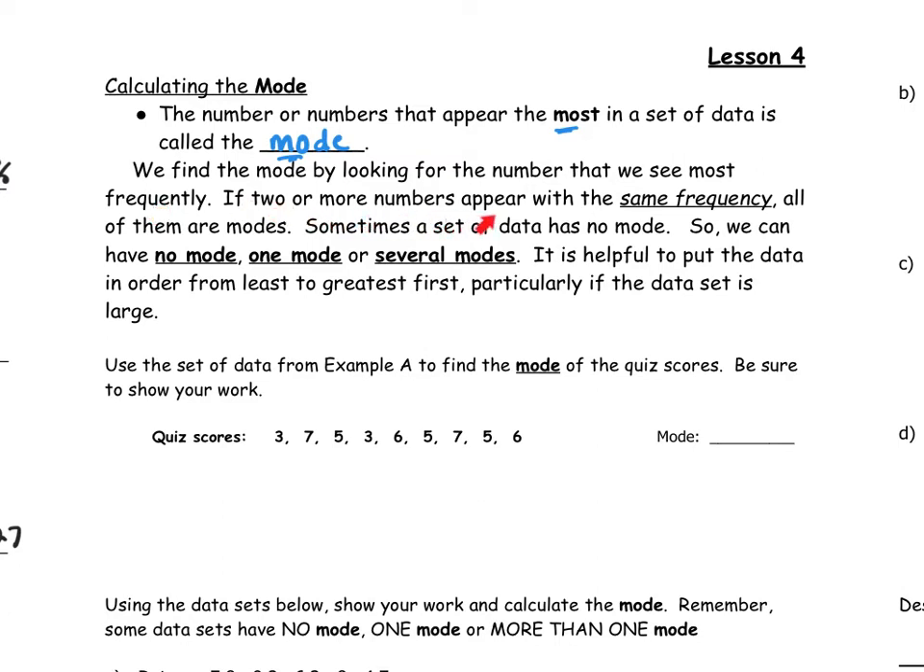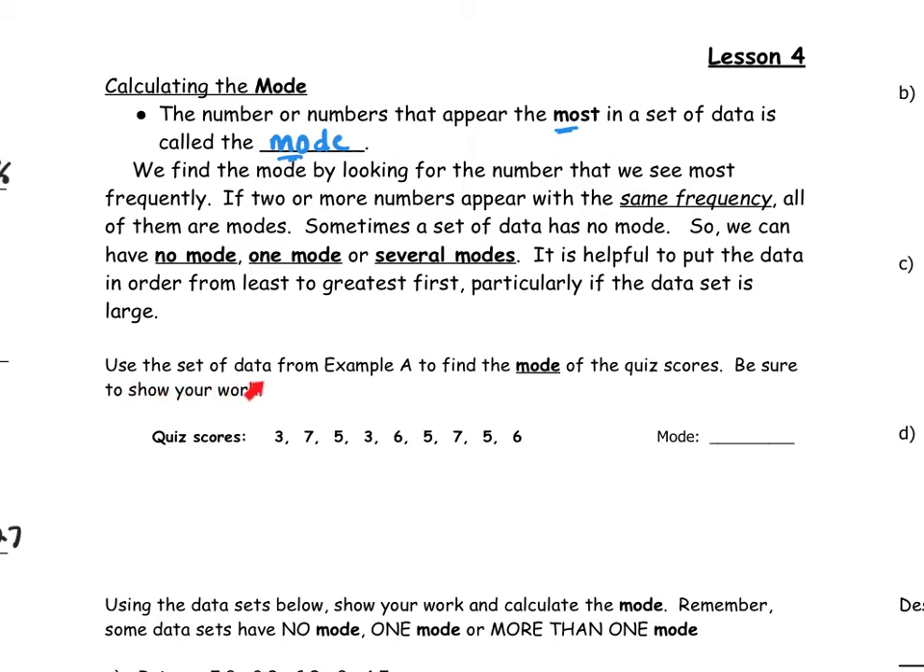If 2 or more numbers appear with the same frequency, all of them are modes. Sometimes a set of data has no mode. So we can have no mode, one mode, and several modes. It's helpful to put the data in order from least to greatest first, particularly if the data set is large.